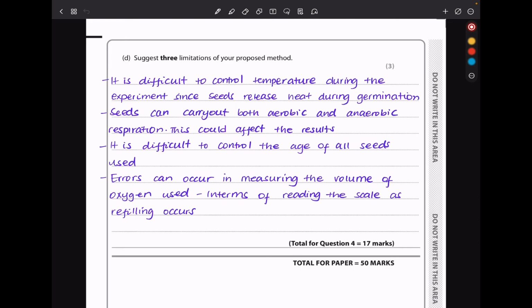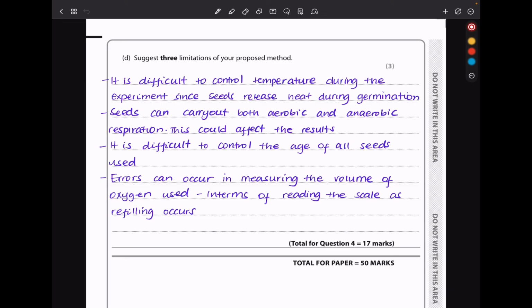And lastly, they say suggest 3 limitations of your proposed method. In this method, it's going to be harder for us to determine the age of the seeds. It's going to be hard for us to remove all the microorganisms that are pre-existing, and it's going to be harder for us to control the heat within the experiment since respiration produces heat.